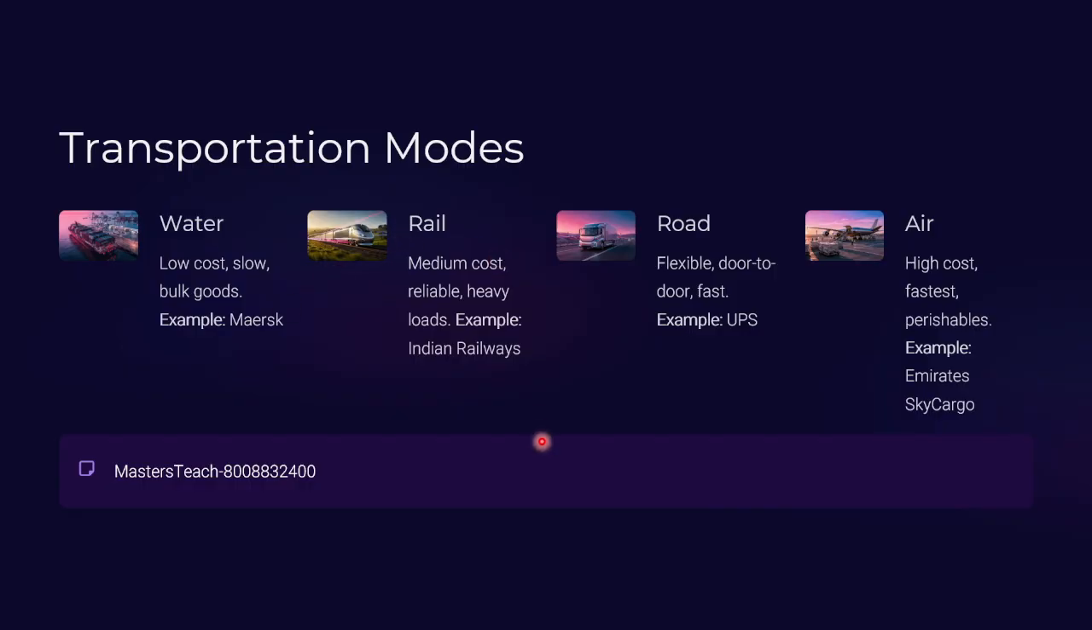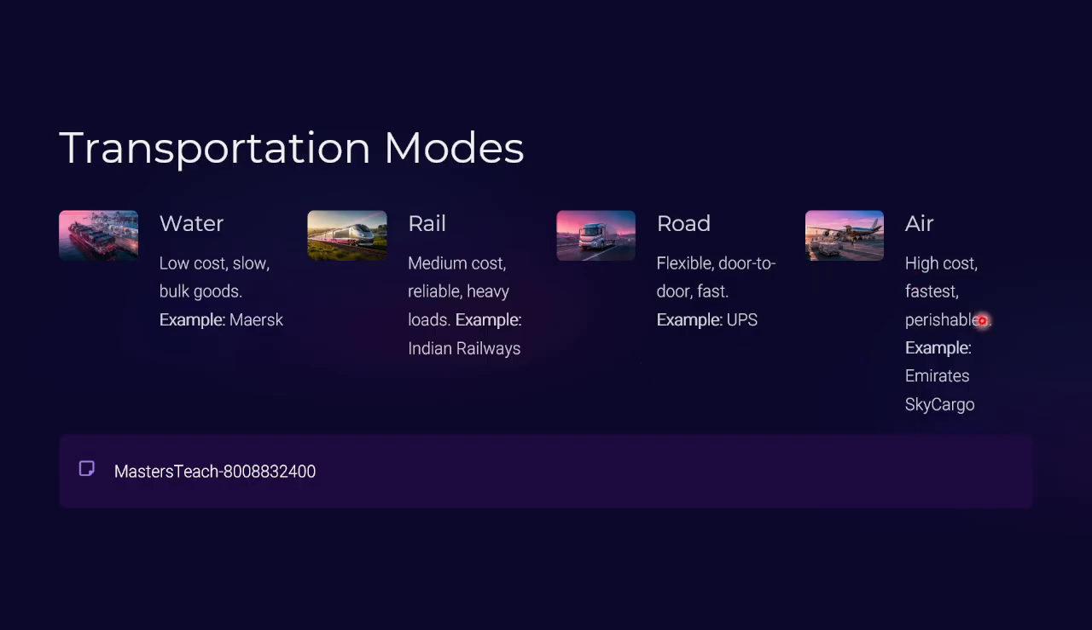Then rail transport. Compared with water, it costs a little bit higher. That means medium cost, and it is very reliable. Heavy loads can be carried. For example, Indian Railways. Then road transport, it is flexible. It can be done door to door, and it is very fast. For example, UPS, you can say that.